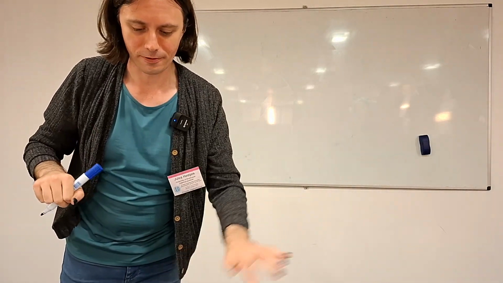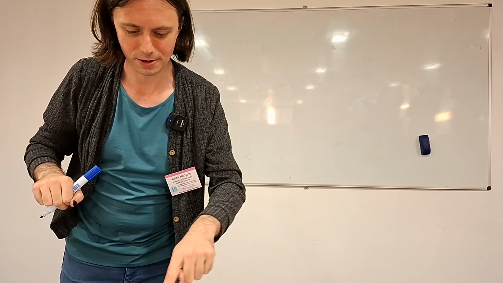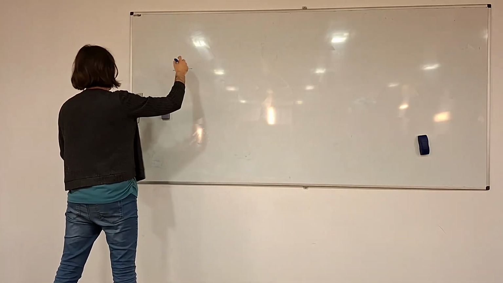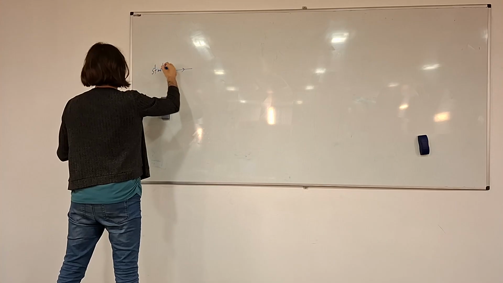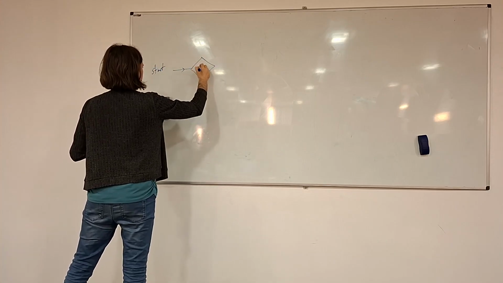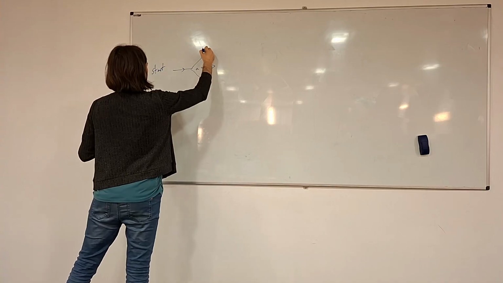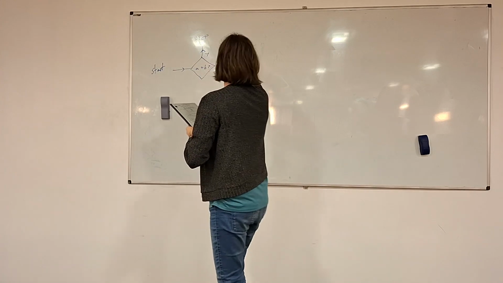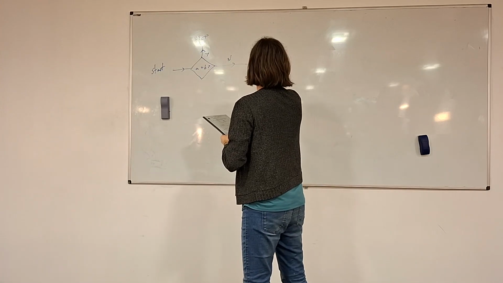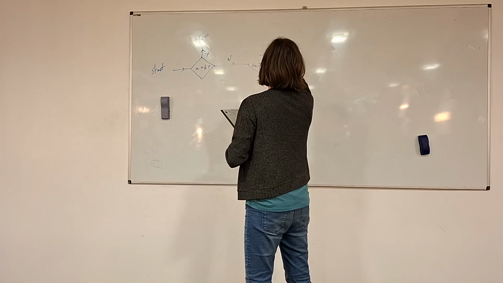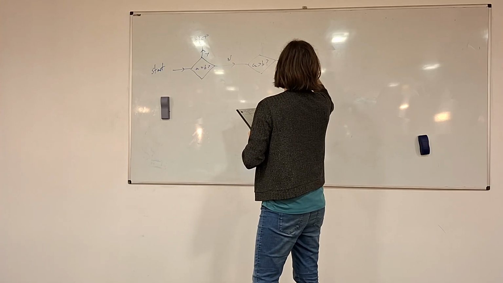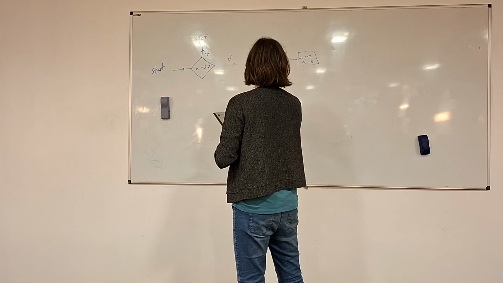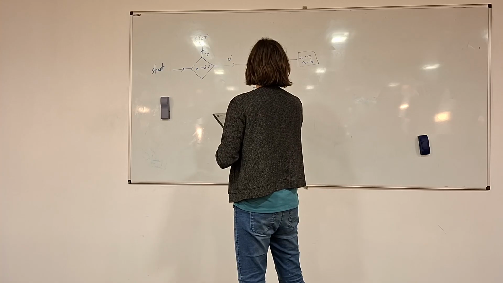So let's draw a string diagram for Euclid's algorithm, which is the one that I wrote in my notes. We want to compute the greatest common divisor of A and B. So we ask, does A equal B already? In which case, yes, we stop. If it doesn't, we ask, is A greater than B? If it is, then we say that A becomes A minus B. And if it isn't, we say that B becomes B minus A.